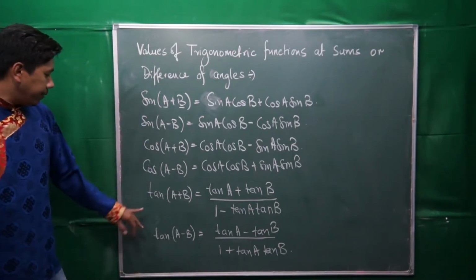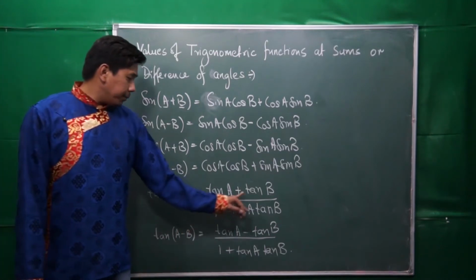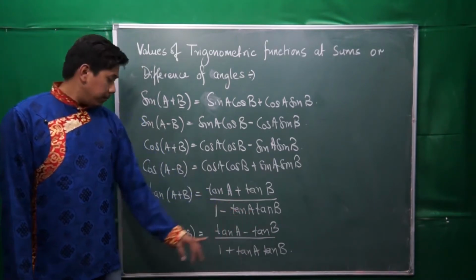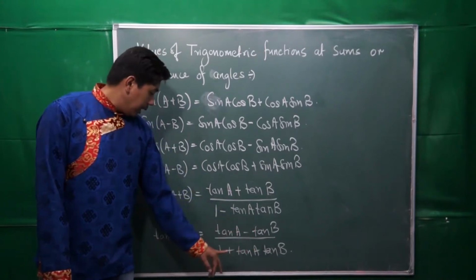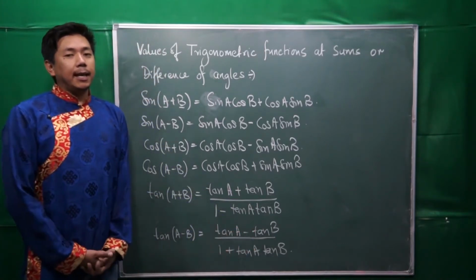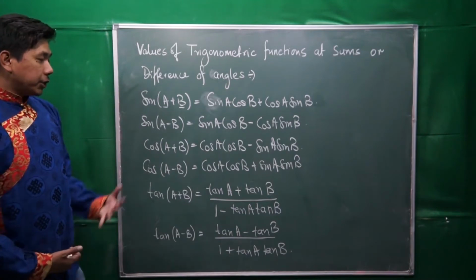In the same way, tan A plus B equals tan A plus tan B upon 1 minus tan A tan B, and tan A minus B equals tan A minus tan B upon 1 plus tan A tan B. Now these are certain formulas.